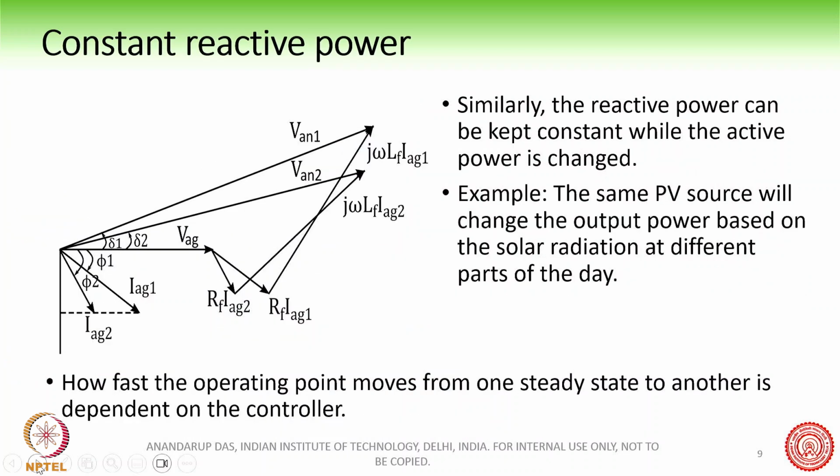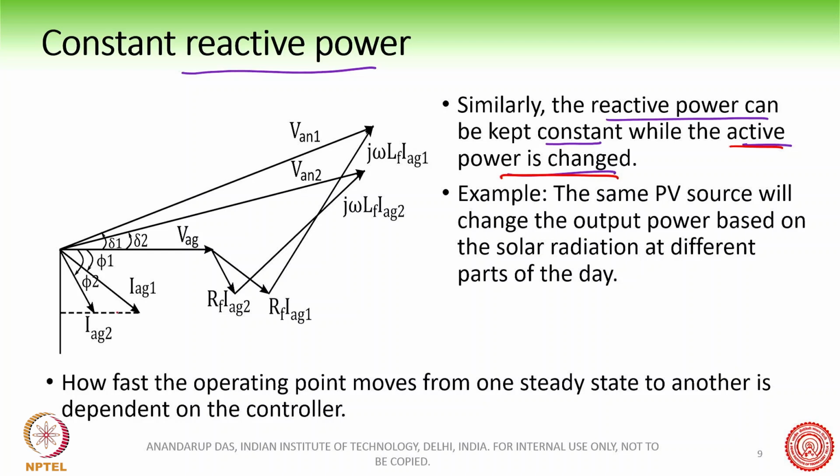What is the other thing? Of course, the question comes to our mind, can I do the other thing, like can I make a constant reactive power and a variable active power? Yes, it is also possible. So the reactive power can be kept constant while the active power is changed. So this is also possible. So how do we do this? Active power is changed.